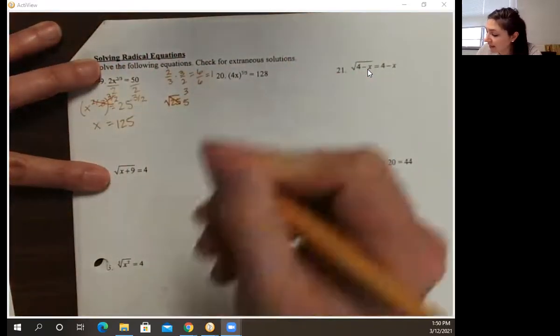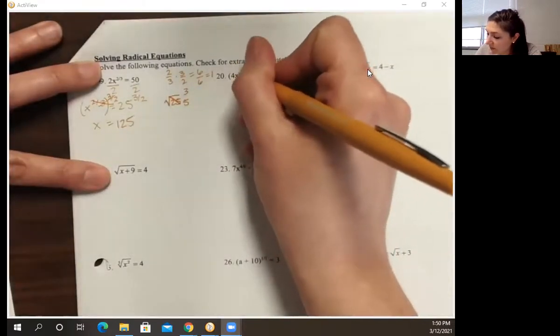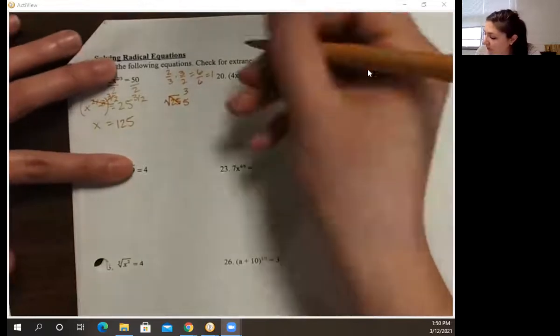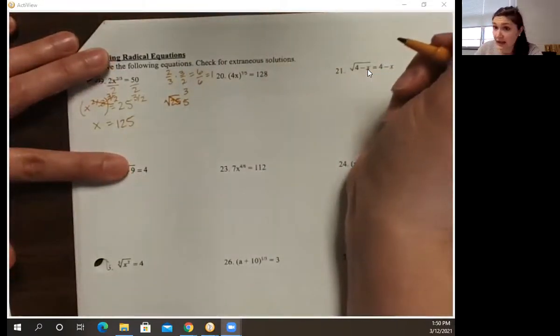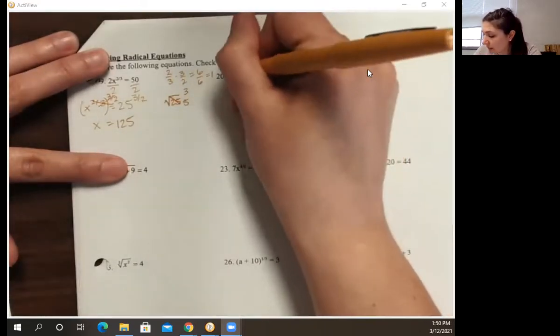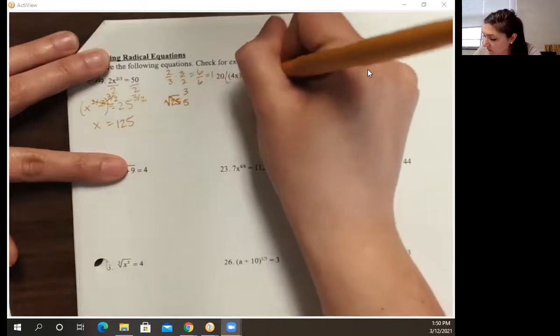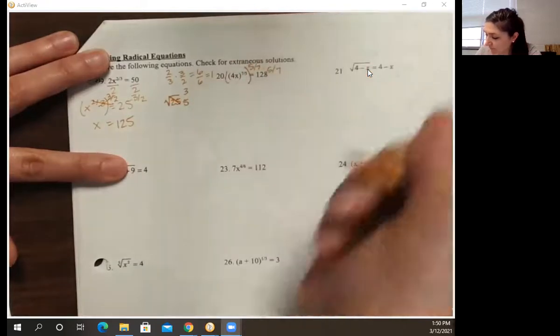For number 20, this time the number and the variable are in parentheses with the exponent on the outside. So I don't need to divide the 4 to the other side first. In fact, you should not divide the 4 to the other side first because it's also raised to this power. I want to go straight to taking this to the reciprocal exponent. So I'm going to take this to the 5/7 power.